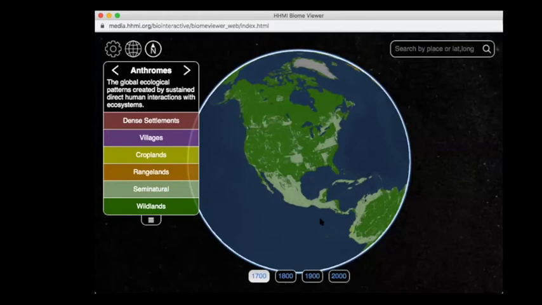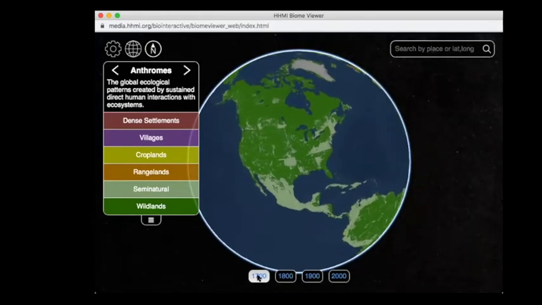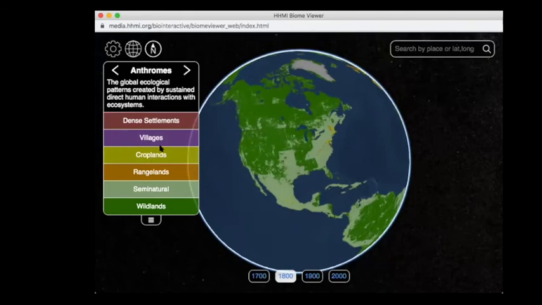So if we look at the United States and we look at 1700, look at this. Most of the United States was what we call wildlands, forests, no human interaction. Semi-natural would mean that explorers and Native Americans had cultivated or been in these areas. Now, 100 years later, look what happens to the United States. By 1800, we've got colonies that have turned it into croplands, and if you zoom in, there'd even be some villages.